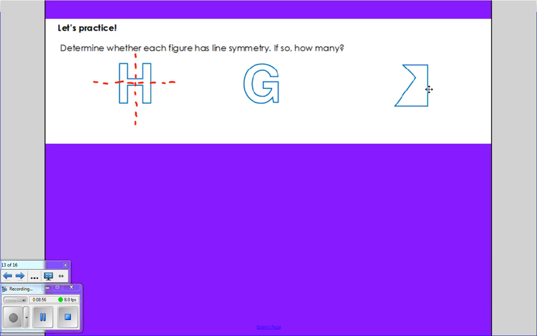This figure over here also has no line of symmetry because this little piece right here is slightly different than that, so I can't fold it this way. This side doesn't have any points on it, so I can't fold it in half this way. It also won't work this way or this way. So the only figure here that has a line of symmetry is the letter H, and it has 2 lines of symmetry. You can have more lines of symmetry also.